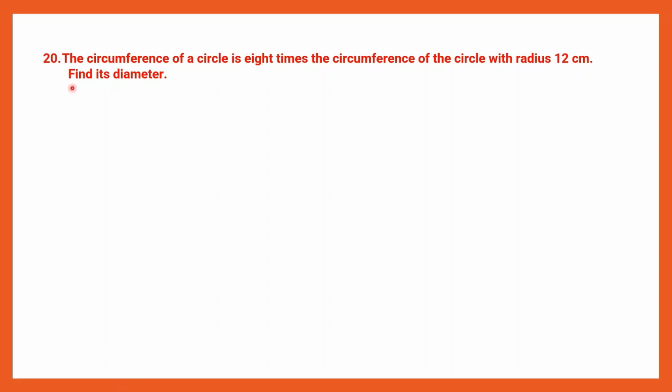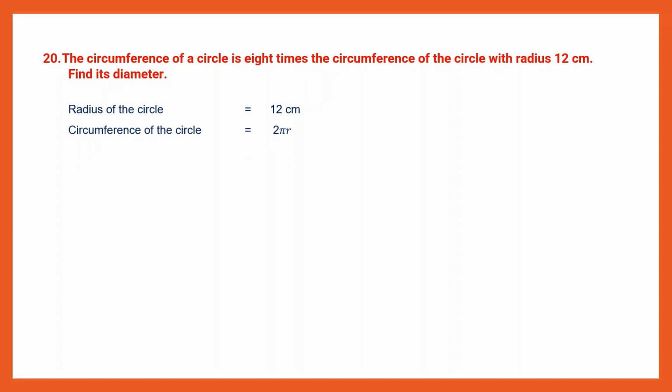Question 20. The circumference of a circle is 8 times the circumference of the circle with radius 12 centimeters. Find its diameter. So what's given to us is this radius. So let's find the circumference of the circle with this radius first. So the radius of the circle given to us is 12 centimeters.